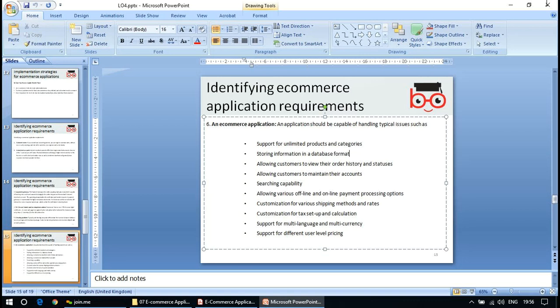Allow customers to maintain their accounts. Maybe they want to change the address, credit card, and other things. So they should be able to maintain their accounts. Searching capability, allow various offline and online payment processing options. Literally nowadays, all offline procedures have become obsolete, isn't it?